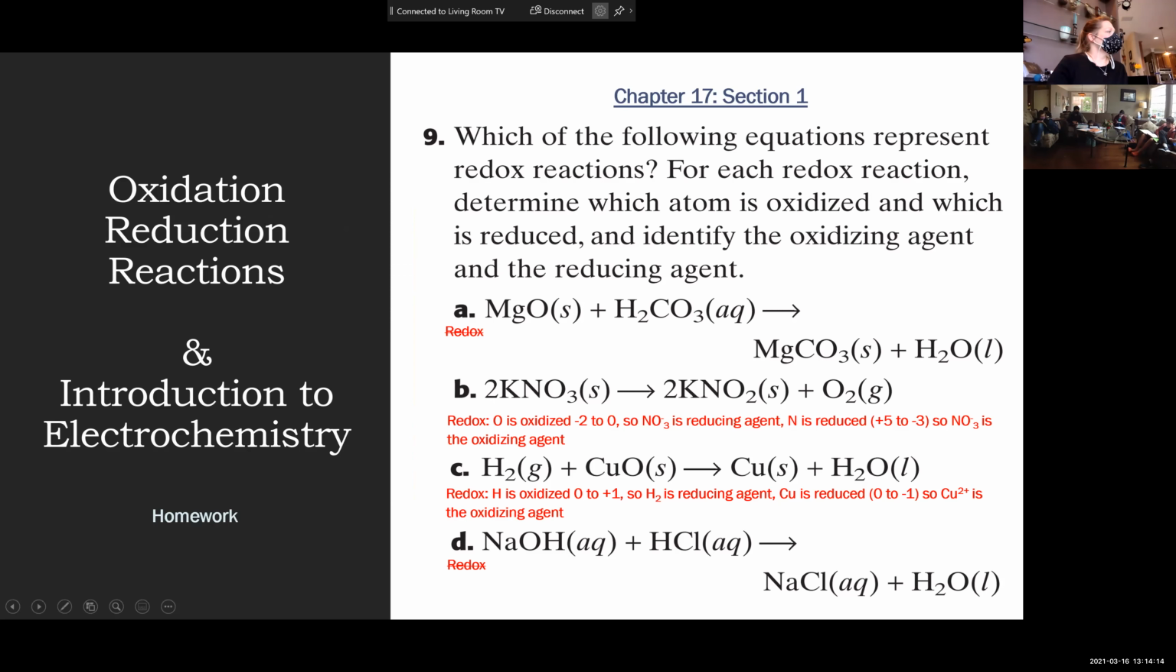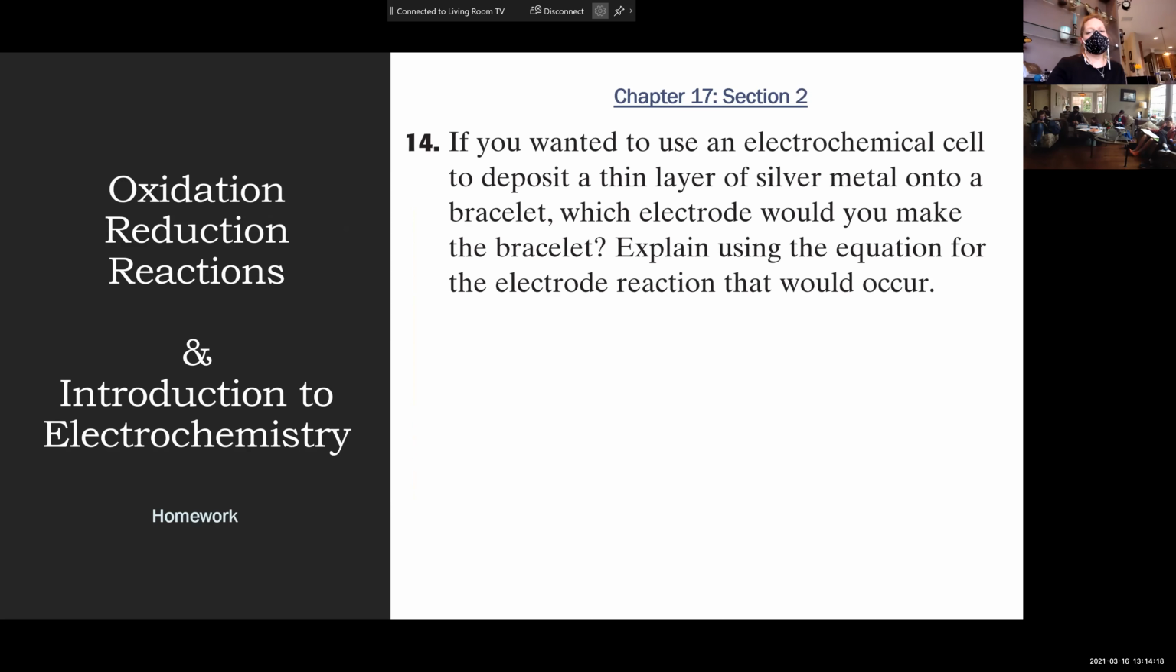Everybody have all that? Everybody got it? Yes? Okay, cool. So then there's this one. If you wanted to use an electrochemical cell to deposit a thin layer of silver metal onto a bracelet, which electrode would you make the bracelet? And explain why you do it.